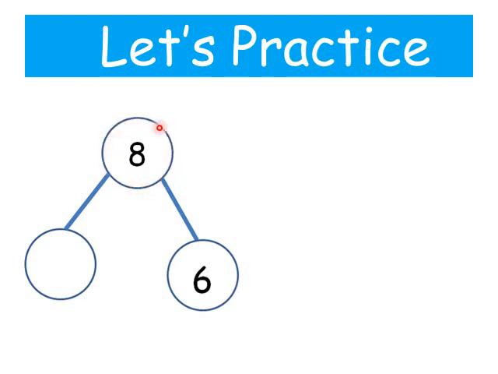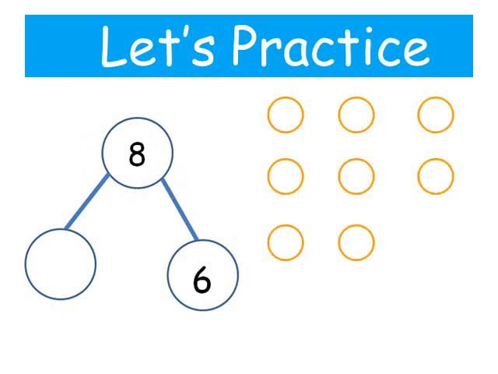That's right. Look at that number in our answer circle. Our answer circle is the one that has 1, 2 lines. What number do you see in this answer circle? That's right, 8. Help me count. 1, 2, 3, 4, 5, 6, 7, 8.